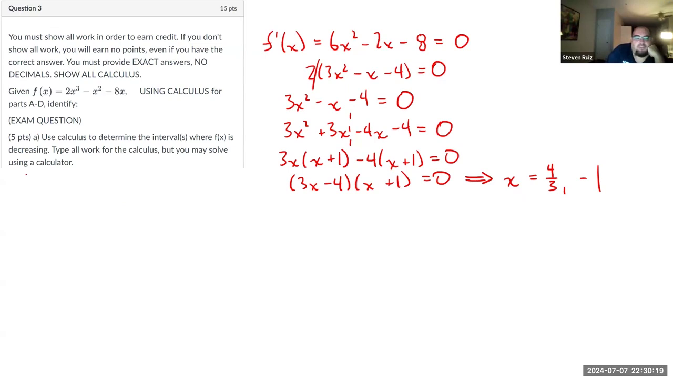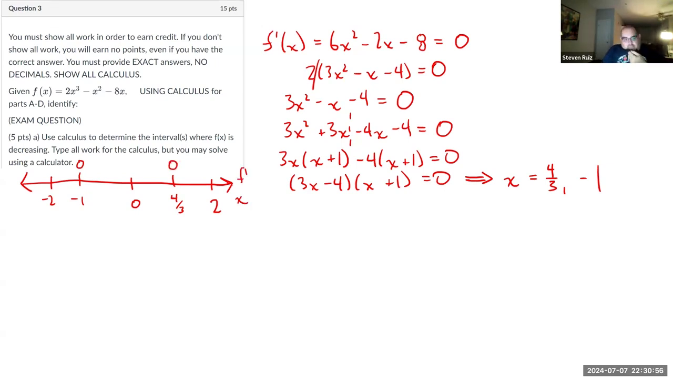To figure out where this is decreasing, let's do a sign chart. My critical points happen at negative 1 and positive 4/3. Now I need to choose test points that represent each of the 3 intervals that these 2 critical points partitioned my domain into. So I'll choose negative 2. 0 is always convenient. And then what's bigger than 4/3? Let's go with 2. I know that at x equals negative 1 and x equals 4/3, the values of the derivative are 0.